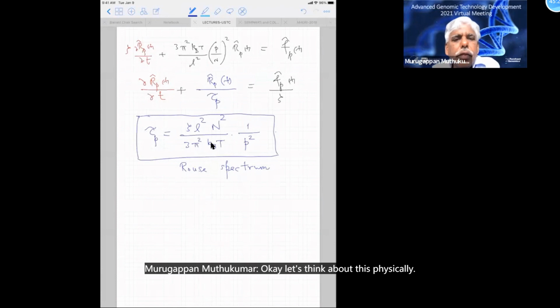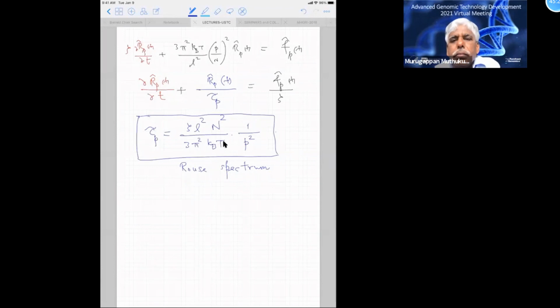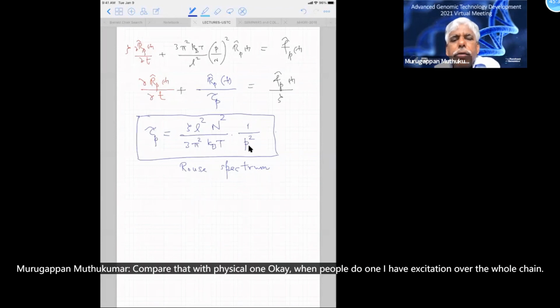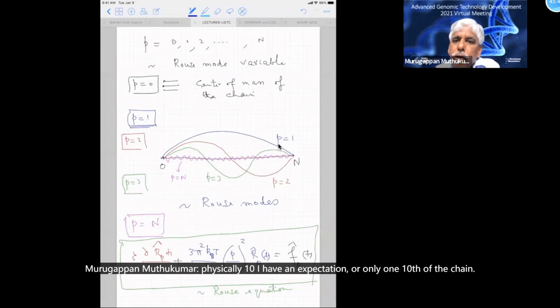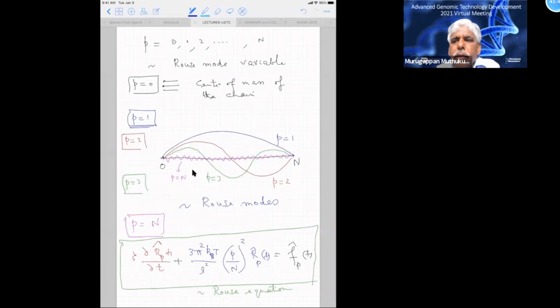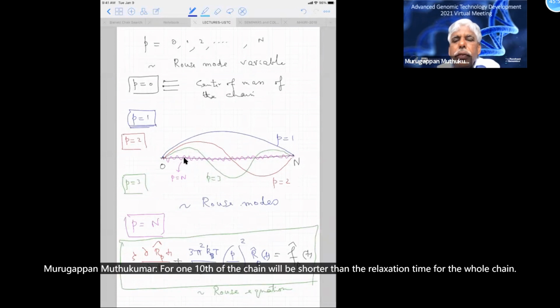Let's think about this physically. Let's go to P equal to 10 and compare that with P equal to 1. When P is equal to 1, I have excitation over the whole chain. P equal to 10, I have excitation over only 1/10 of the chain. So the relaxation time for 1/10 of the chain will be shorter than the relaxation time for the whole chain.